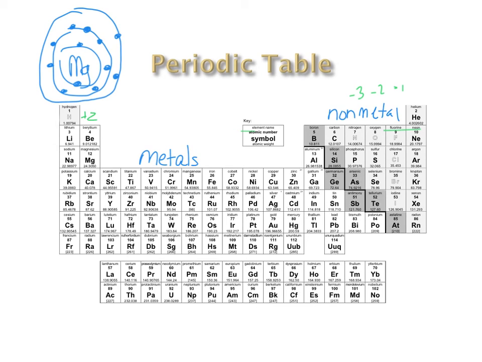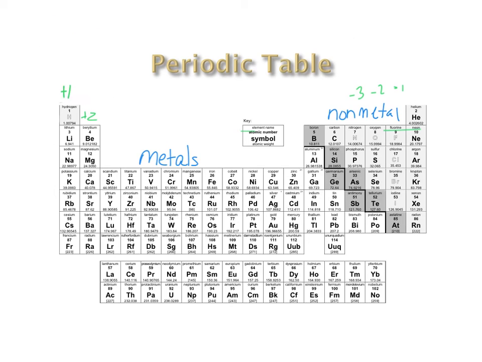Similarly, the first column would only have one electron in the outermost shell, and it's definitely much easier for them to get rid of that one electron than to gain 7. So we see that the first column has a +1 charge.